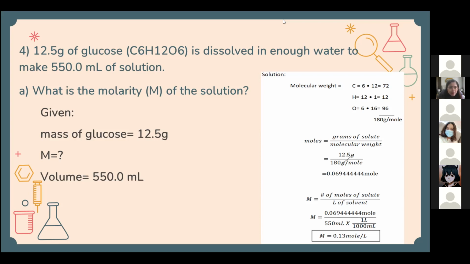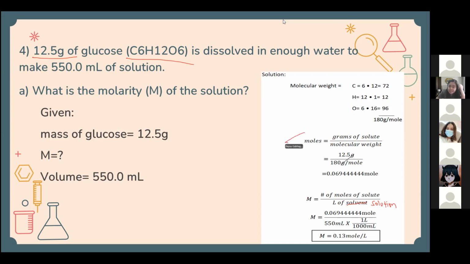Our formula for molarity, since that is what is asked in the problem, is number of moles of solute divided by liters of solution, not solvent. That's the formula for molarity. But in the given, moles is not given. Instead, the amount in weight of the glucose and its chemical formula are given. So before you can proceed with the computation of molarity, do not forget to compute for the moles first.